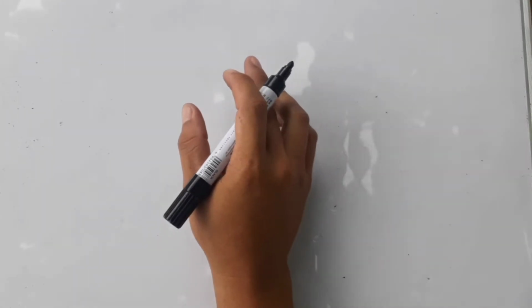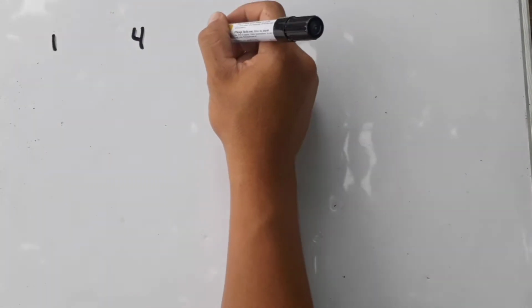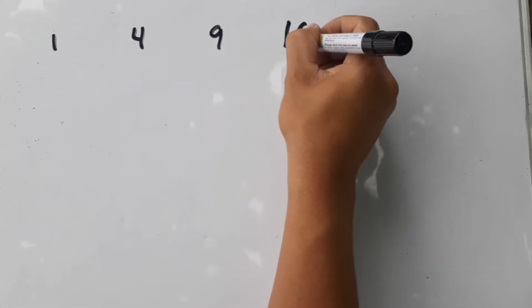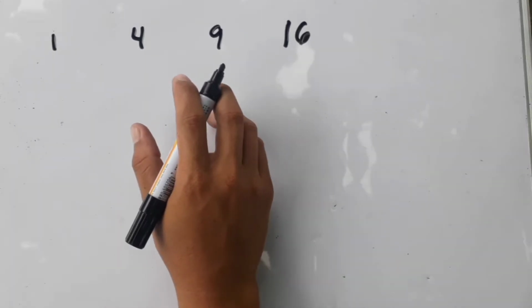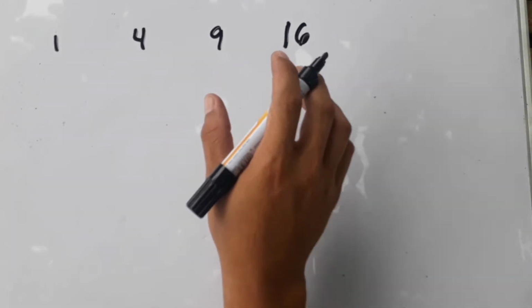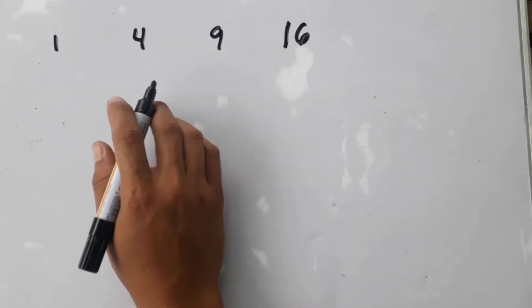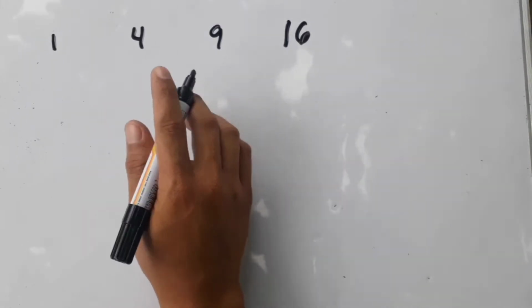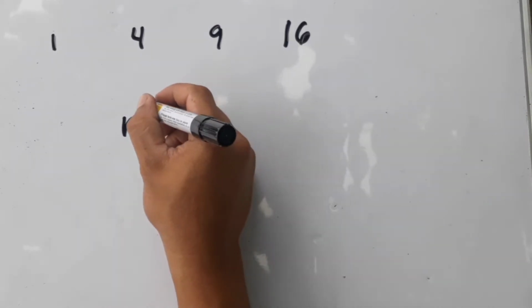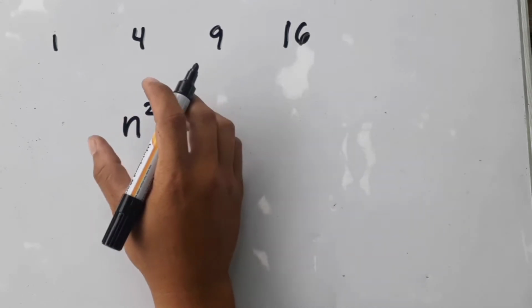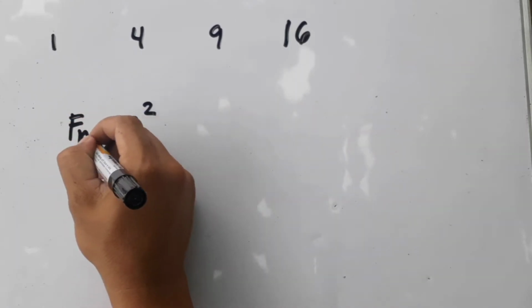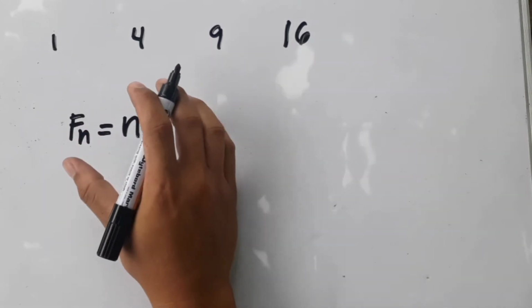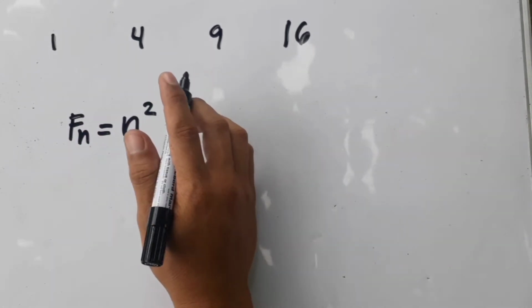Now, let us have our second example. We have 1, 4, 9, and 16. And as we look at these numbers, we can conclude that they are all perfect squares. Therefore, the rule for this sequence must be n raised to the power of 2, or a perfect square. So our formula is f sub n is equal to n raised to the power of 2.